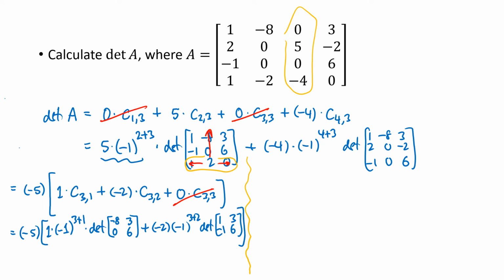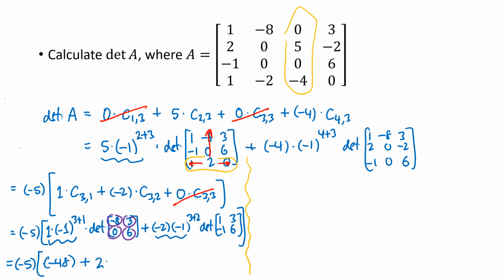All right, now 2 by 2 matrices, we have a handy little formula to figure those out. So this first 2 by 2 determinant, we multiply -8 times 6, and then we subtract what we get when we multiply 3 times 0. So -8 times 6 is -48. So what I have here is -5 multiplied by, this is 1 multiplied by -48, so I've just got -48. And then over here, that's -2 times -1, so that's +2.